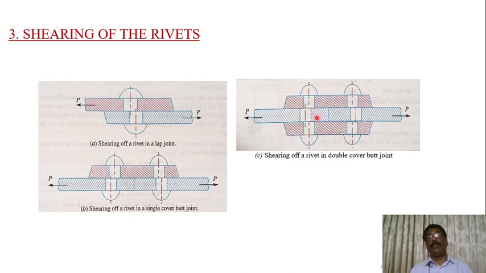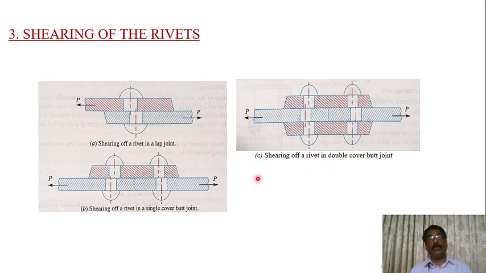Why is it a double shear? It is under double shear because shearing takes place at two cross sections. One cross section is this, another cross section is this. Similarly, if I go for this rivet, it is also under double shear because the shearing takes place across this cross section and again across this cross section. So this rivet is also in double shear.